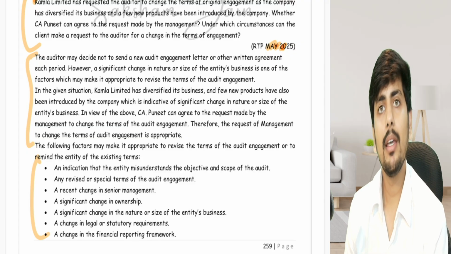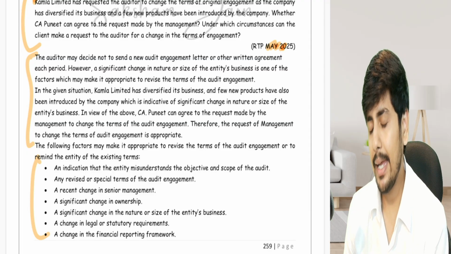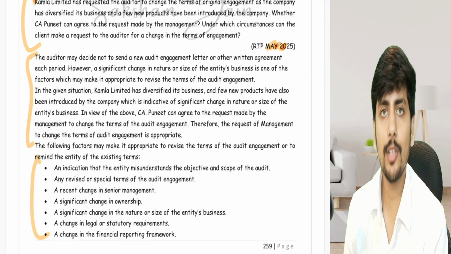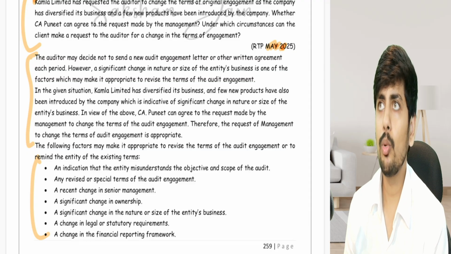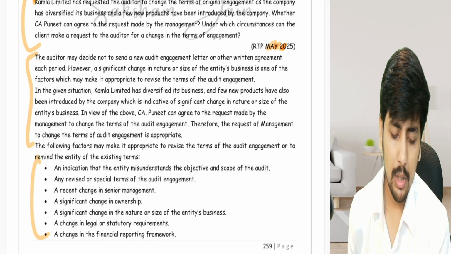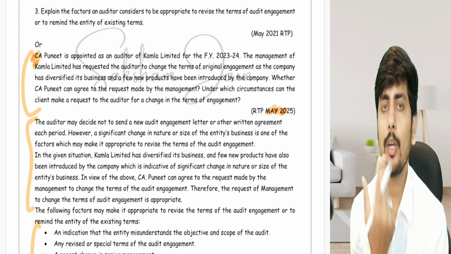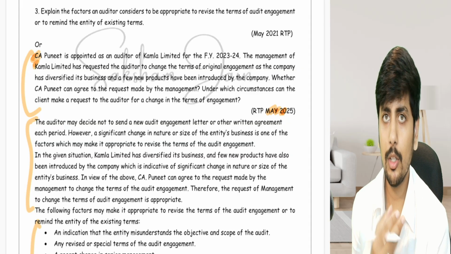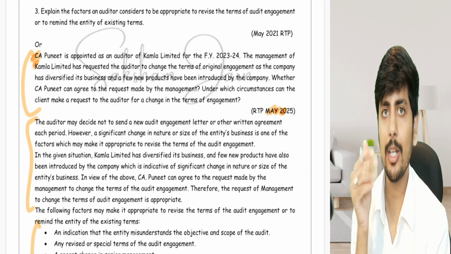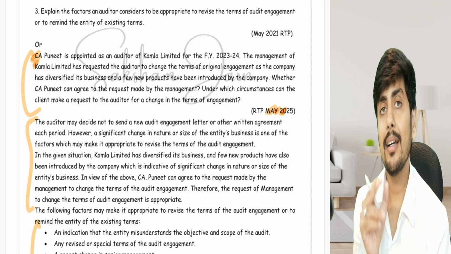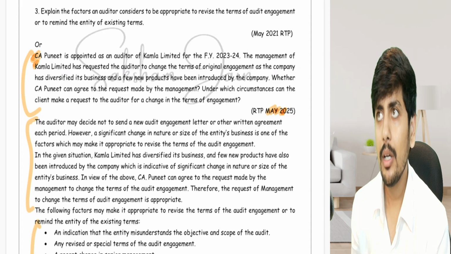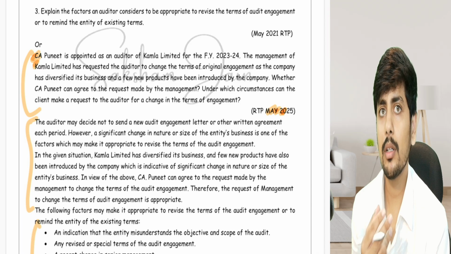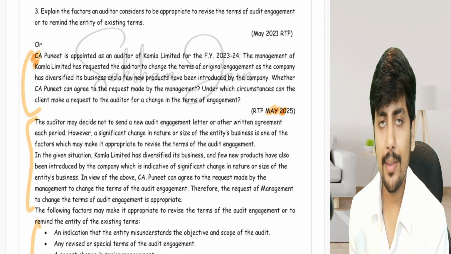Some examiner may give circumstances like a change in senior management or a change in ownership. The examiner will be asking you whether revised engagement terms are required. So you will say, yes sir, revised engagement terms are required because of the change in senior management. And then ICAI will be asking one more question: what are the other circumstances that can lead to the requirement of revising the existing terms?